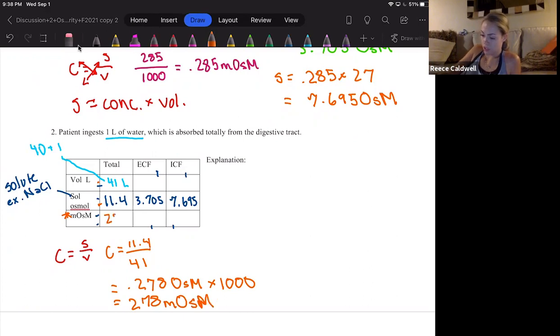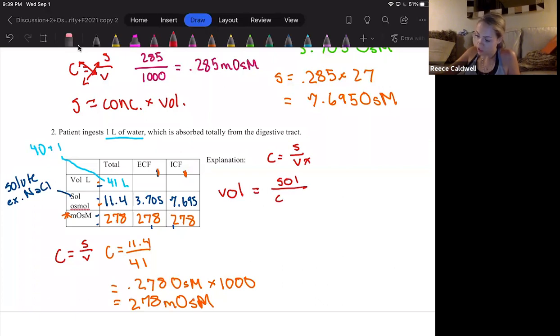So this will be 278. Again, our body's in equilibrium, so we will carry this out across. And now we can solve for our last two variables. So we're going to have to manipulate that C equals S over V to solve for volume. And what we do there, we will have volume equals solute over concentration. So V equals S over C.